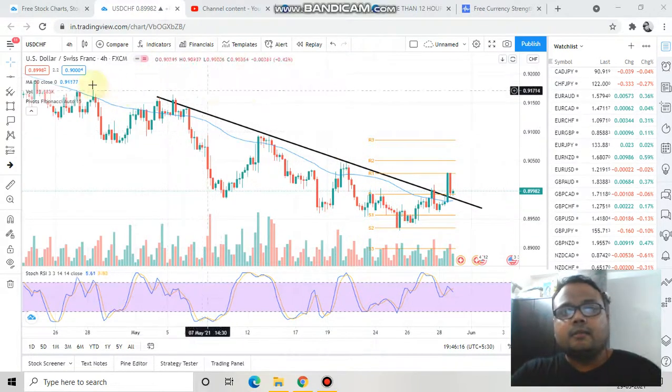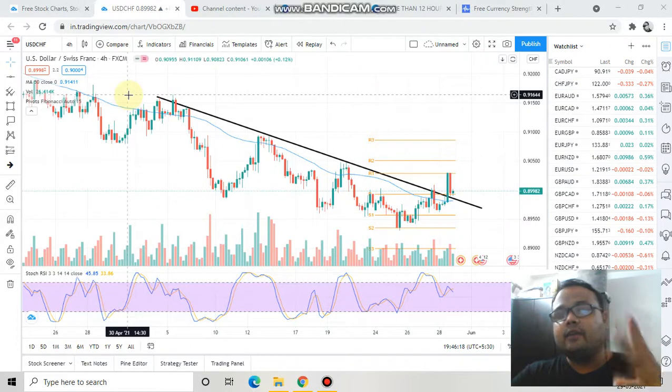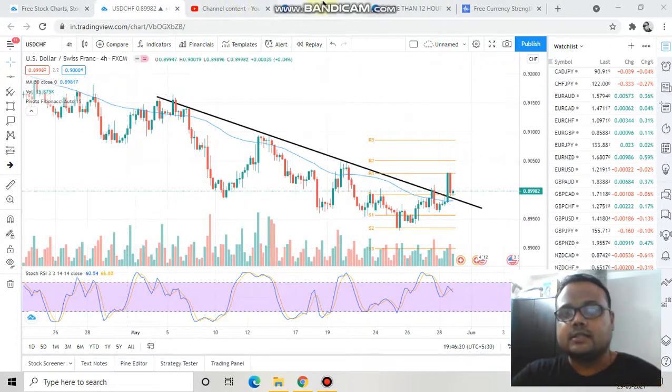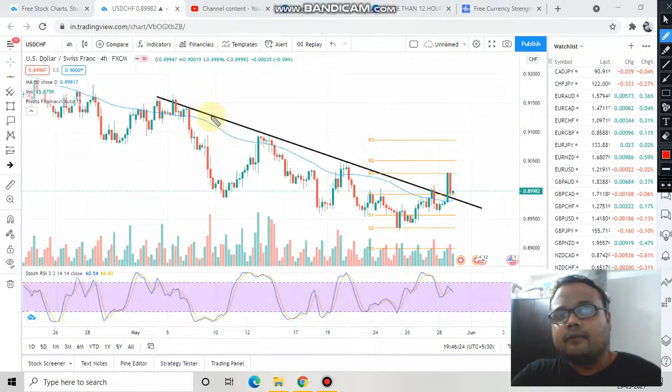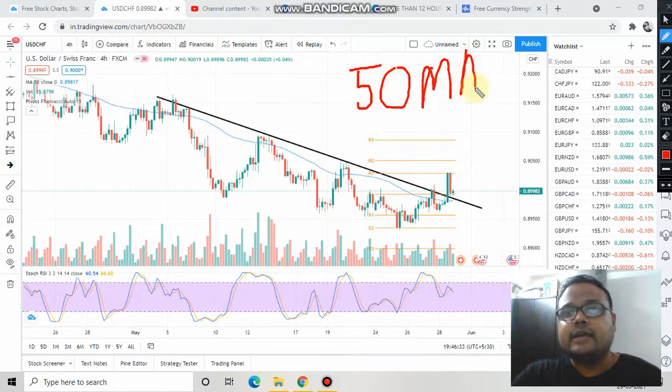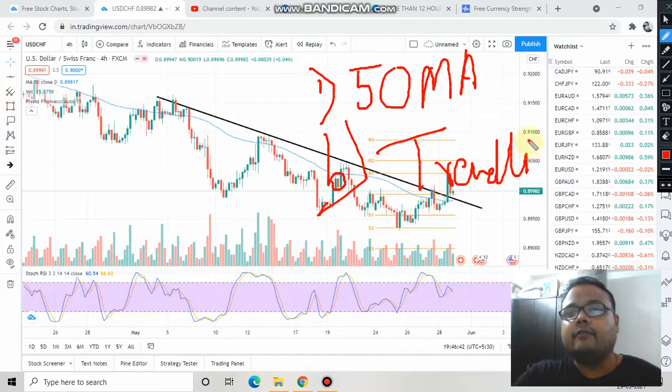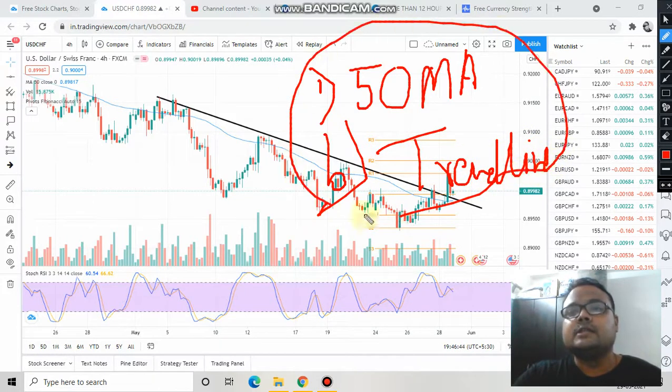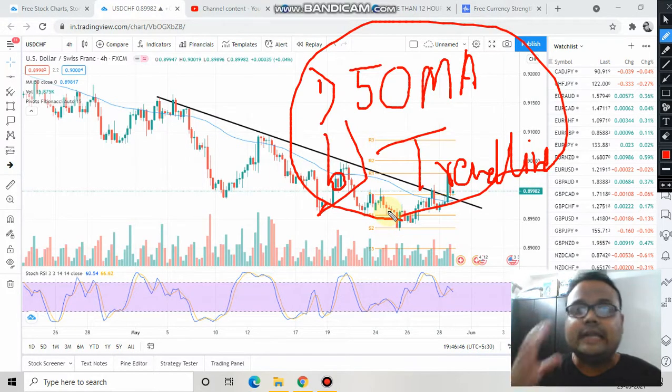because in USD CHF we were having dual resistances. If you can see clearly, apart from this black line or this black trend line, we were also having 50 moving average as the resistance. So we were having 50 moving average and the trend line. We were having two resistances in USD CHF. That's why things were very easy for us.